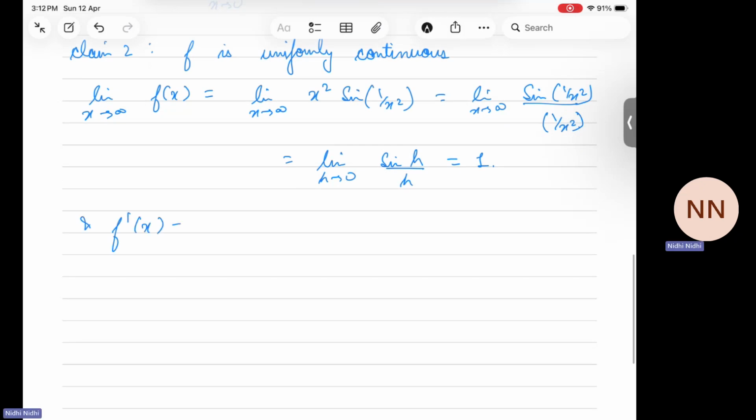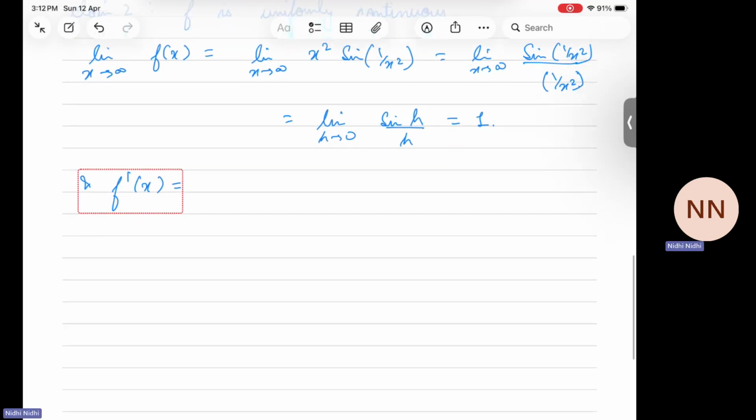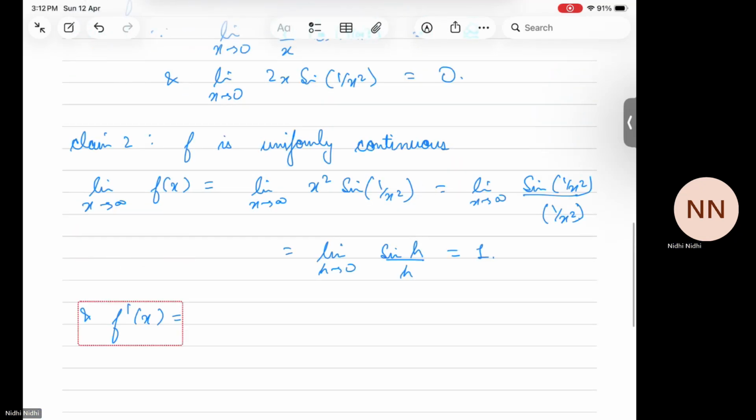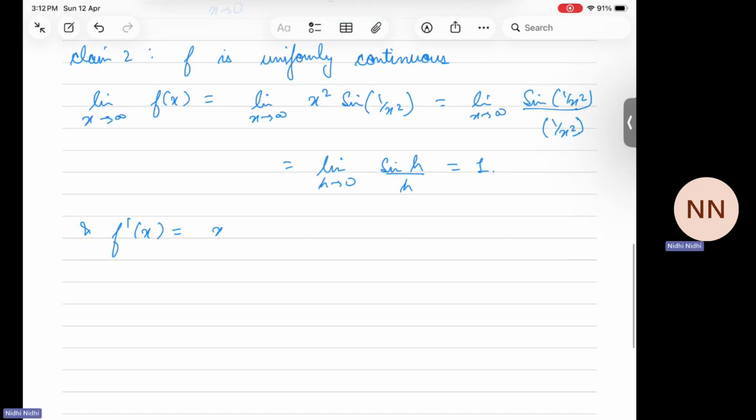And f dash x, which is equal to x square plus 1 square plus 2 by x cube plus sine 1 by x square times 2x.